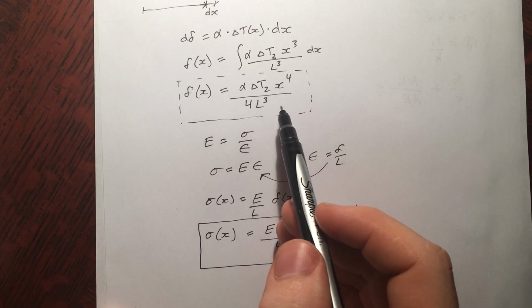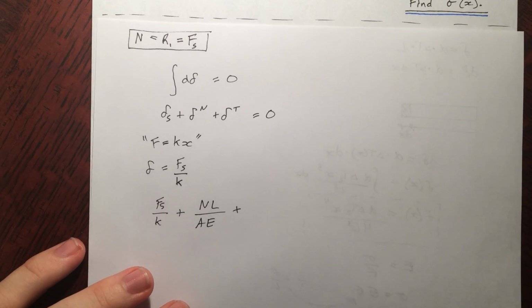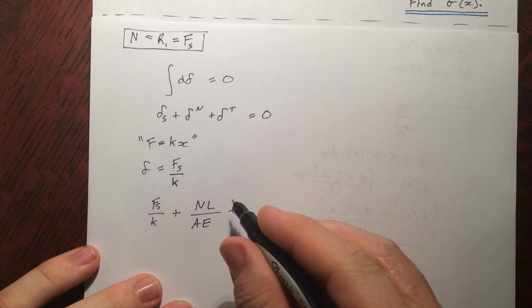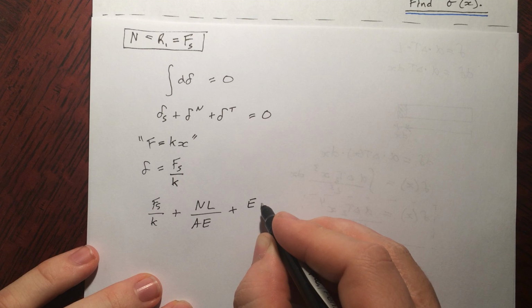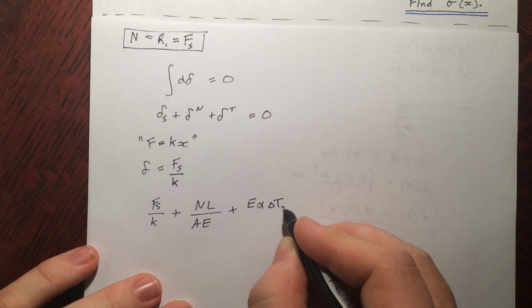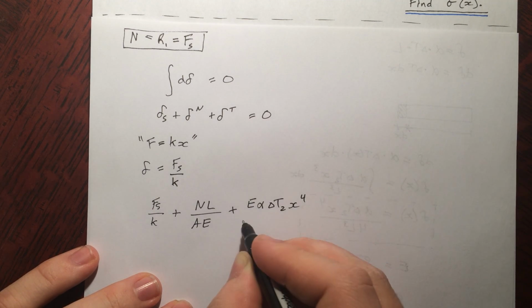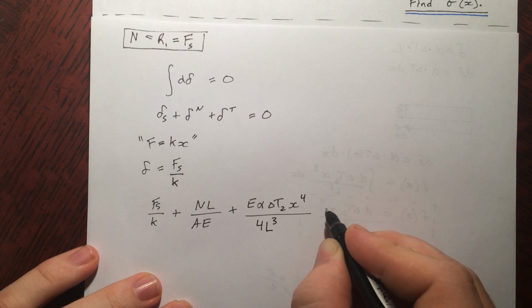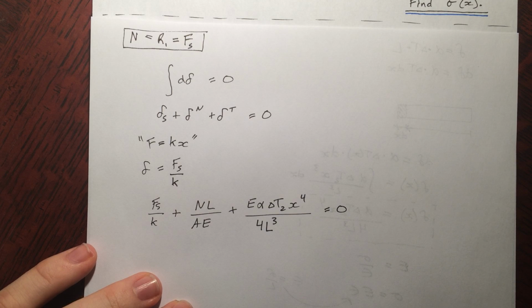Boom. So I'm just going to recopy that in here as if I had done the whole integral again. All right, so it turns out to be E alpha delta T squared over 3. This all equals 0. All right, now we want to find the stress.